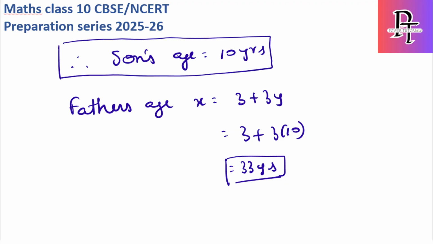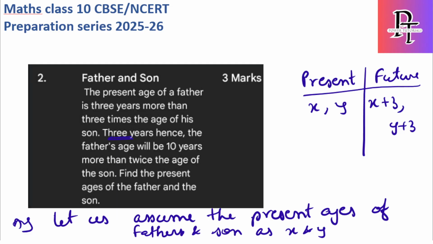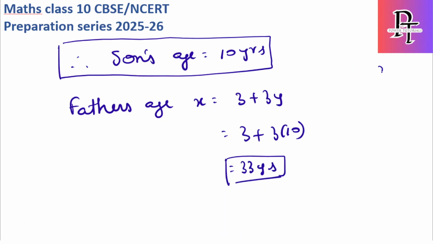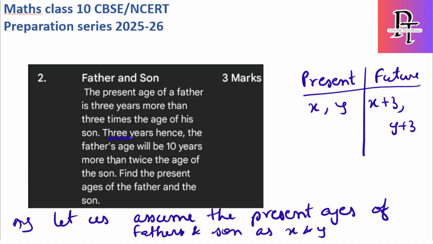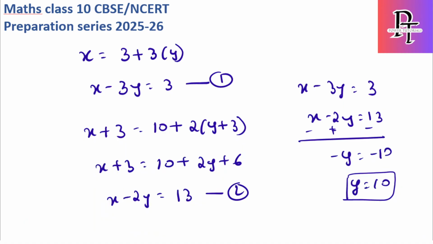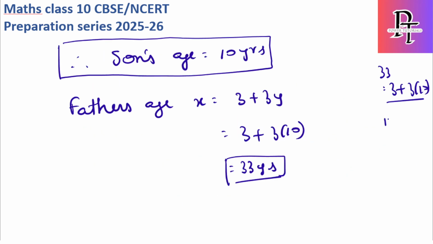So let's confirm whether the answers are correct. Current age is 3 more than 3 times the age of son. Current is 33, which is 3 more than 3 times the age of son. Correct? Because 30 plus 3 is 33. What about the second scenario? 3 years hence, 10 more than twice. 3 years hence means it becomes 13 and 36. So 10 more than twice of his son: 13 is 26, 26 plus 10 is 36. Hence both the equations are satisfied. Always make sure to cross check whether your answer is correct.